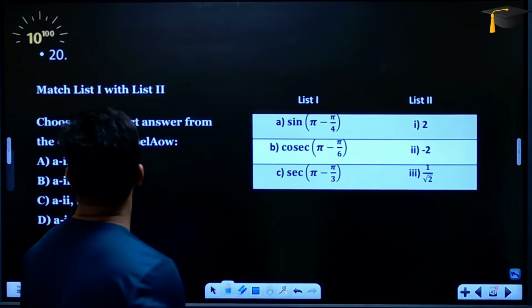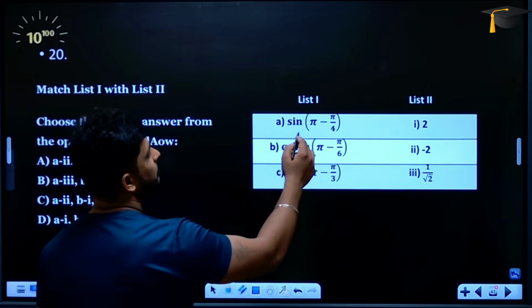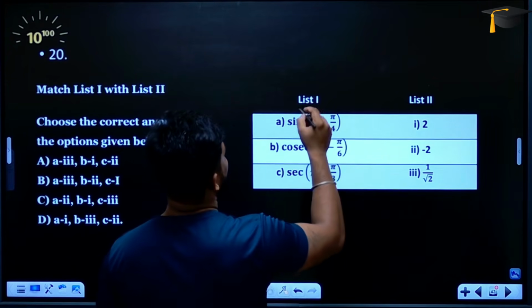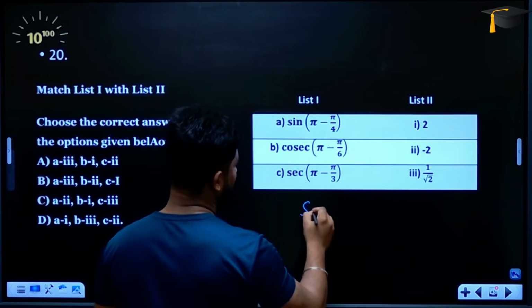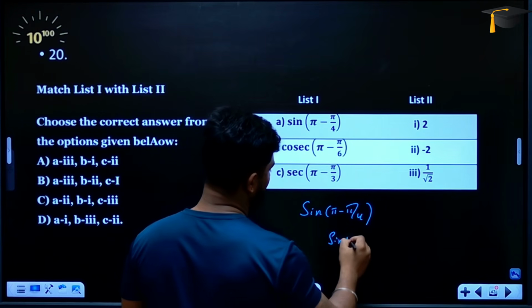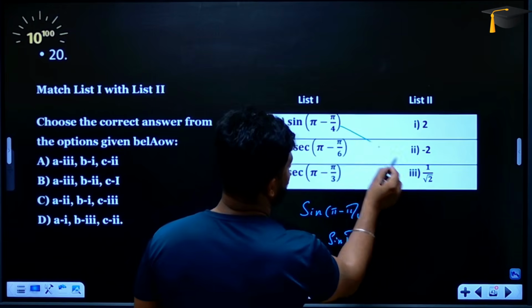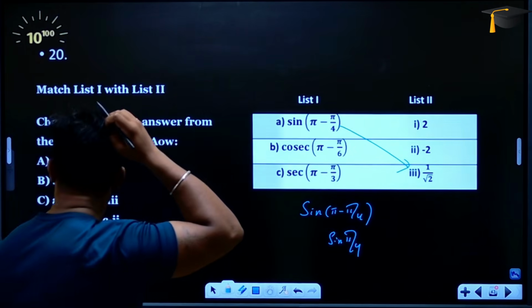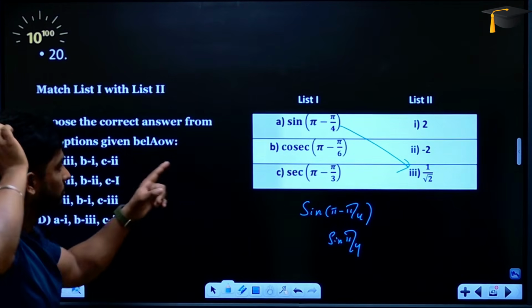Next. So match the following. Sin pi minus pi by 4. Sin pi minus pi by 4 becomes sin pi by 4. Right? Sin pi by 4 is 1/√2. So A3. Okay, there are two options. Okay, so we have to move ahead with the next one.